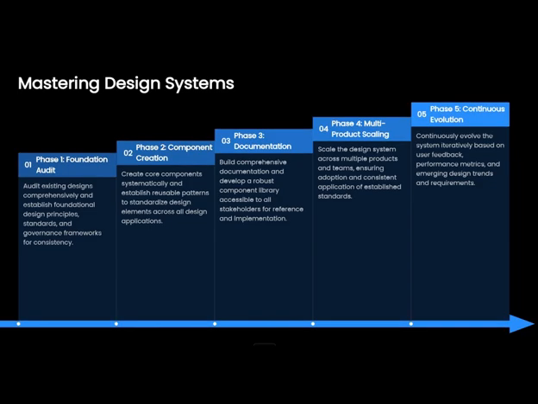Let's get familiar with the design system. Phase 1 will include foundation audit. Phase 2 will include component creation. Phase 3 would include documentation. Phase 4 would be multi-product scaling. And the fifth and important phase would be continuous evaluation. These are very important when going through a design system.